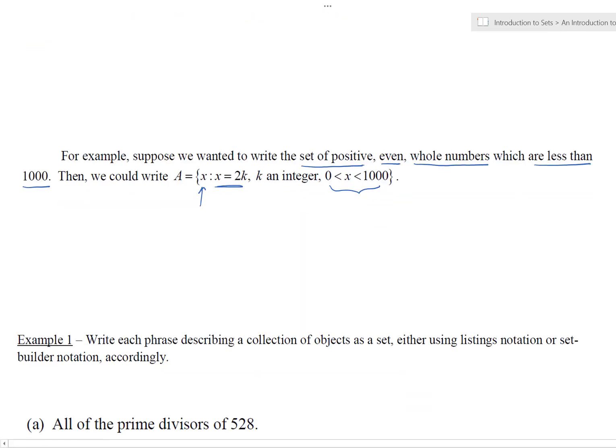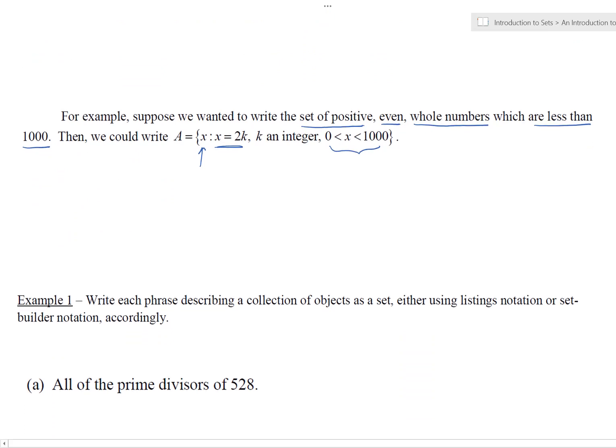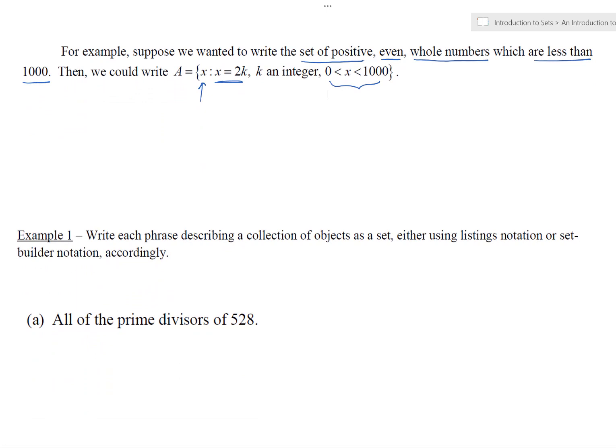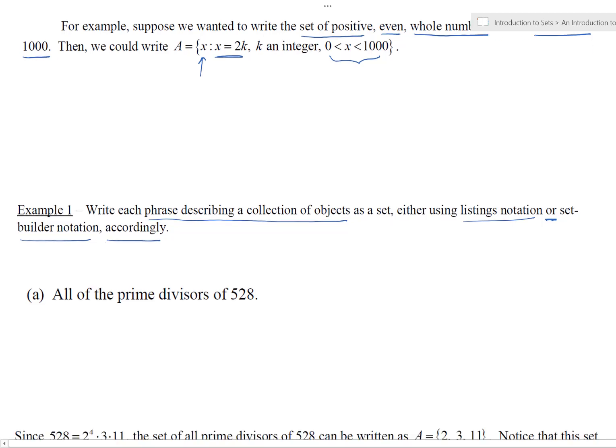All right, so a couple of examples before we wrap up the video here, just to get the idea fully across. We're going to look at 2 examples, and in each one we're going to write the phrase describing a collection of objects as a set, using either listing notation or set builder notation accordingly. And we think about why we would use one over the other. Again, you can always use set builder, but if it's easy to just list out the elements in the set, then that's usually the way we would go about it.